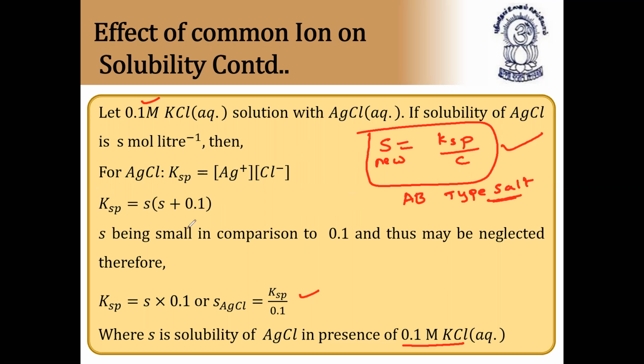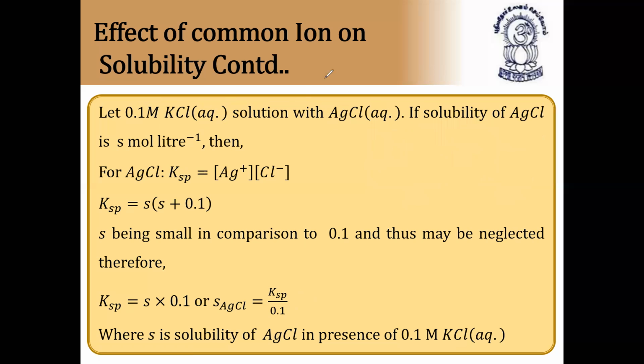So in this way, we'll find out the common ion effect. If common ions are given in the salt, they'll definitely ask us to find the new solubility after adding that common ion. So when 0.1 molarity potassium chloride solution is treated with silver chloride, due to the presence of the common ion, that is chloride ions, the solubility of AgCl decreases. And to find the new solubility of AgCl, it is Ksp of AgCl by C. This is very, very important. Please note it down. When you solve numericals, you'll understand it better.